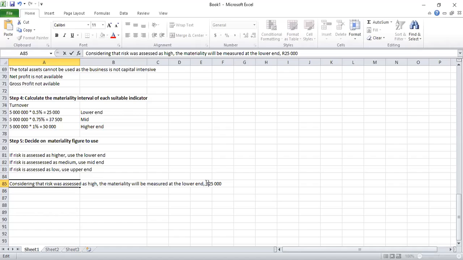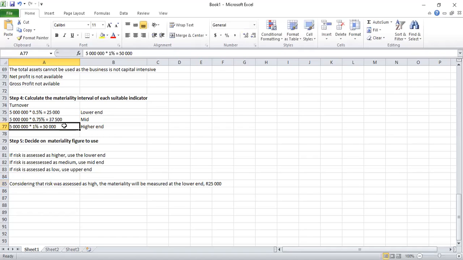But if you have assessed the risk as low, then you could have taken this 50,000 as your materiality. So when we say 25,000 is our materiality, we mean if we discover a misstatement and it's below 25,000, then it's not material, unless it's qualitatively material. If it's an element of fraud, whether it's 5 rand or 20 rand, it can be material in some instances.